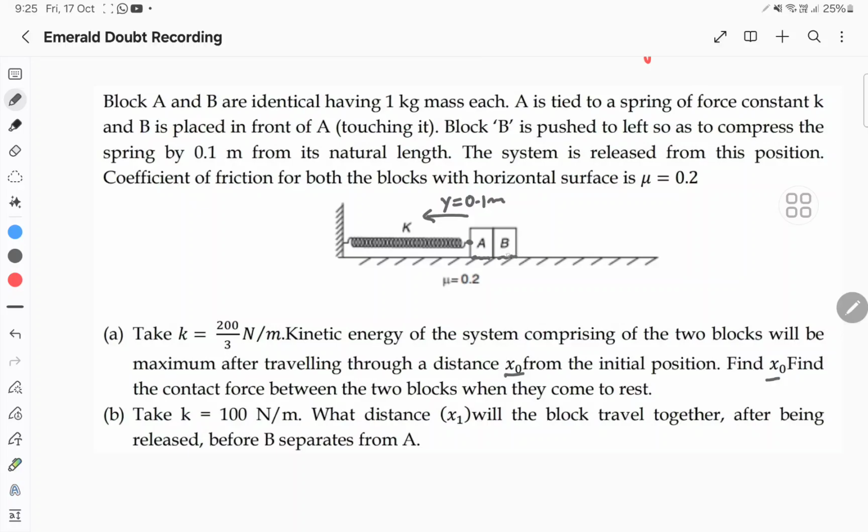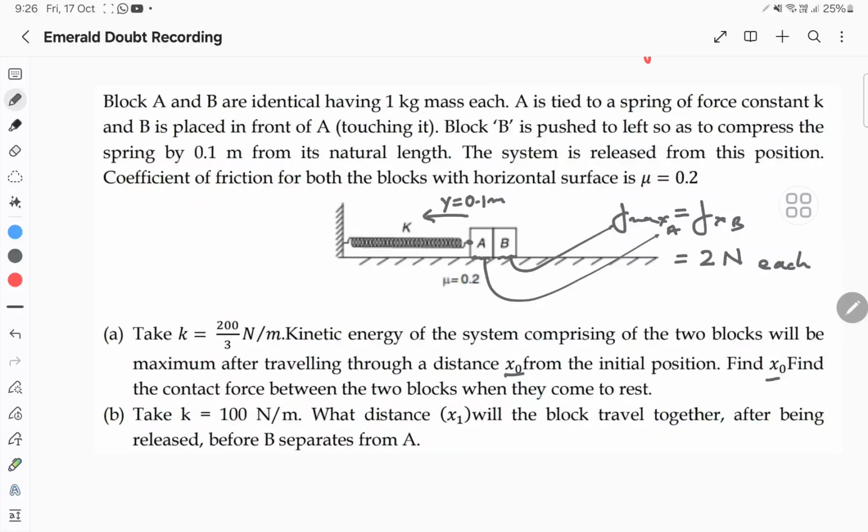So what we do is, as soon as we get that, we calculate the F max. F max for both would be equal, F max of body A as well as F max of body B. That would be, because they are both 1 kg bodies, 1 kg into 10 for g into 0.2, so that is 2 newtons each. Take K is equal to, so now K is given in one of the parts, we wonder why.